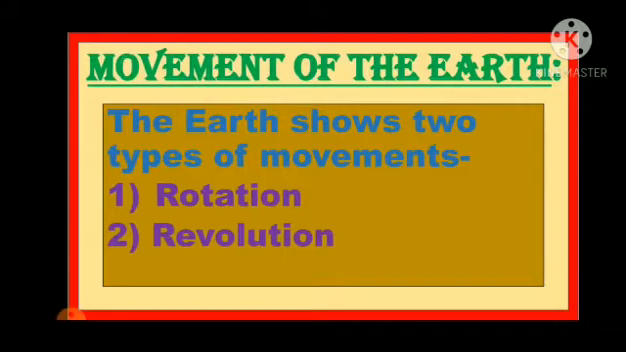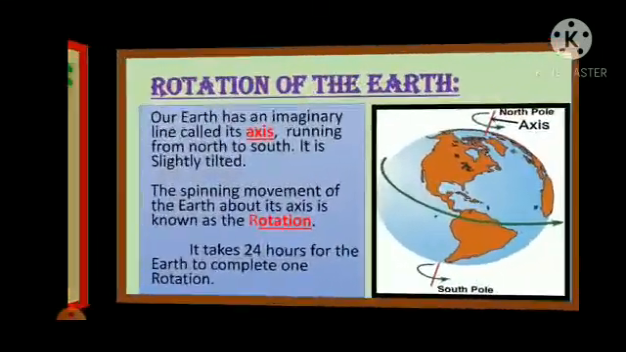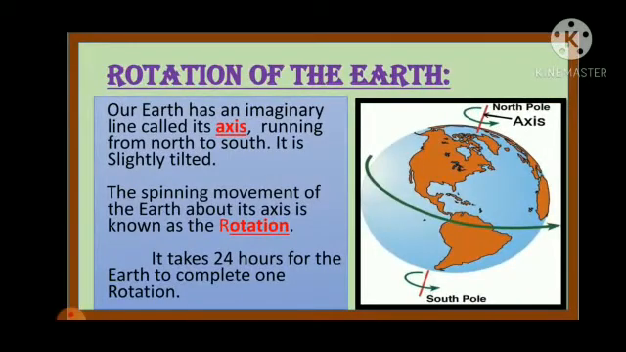Next we will know about the movement of the Earth. The Earth shows 2 types of movements: rotation and revolution. See the spellings properly. Rotation, R-O-T-A-T-I-O-N, and revolution, R-E-V-O-L-U-T-I-O-N. At first, we will know about the rotation of the earth. What is the rotation of the earth?